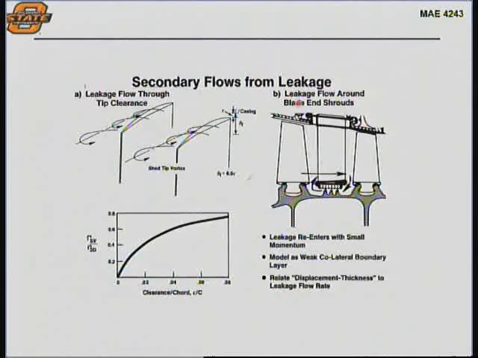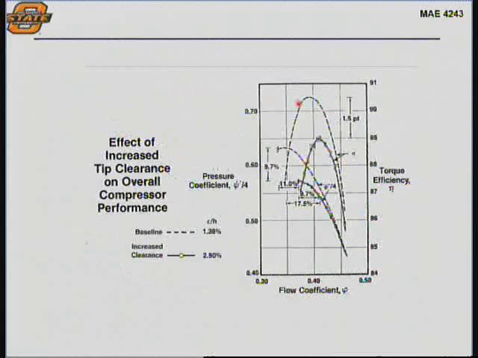Here's secondary flows due to leakage. It has to do a lot with clearance. So if you're able to decrease the allowable clearance, okay, this could make a huge effect. In fact, this is bigger than the other loss we just showed. If you're able to hold tighter clearances between the rotating tip and the casing, you can get significant increases in efficiency.